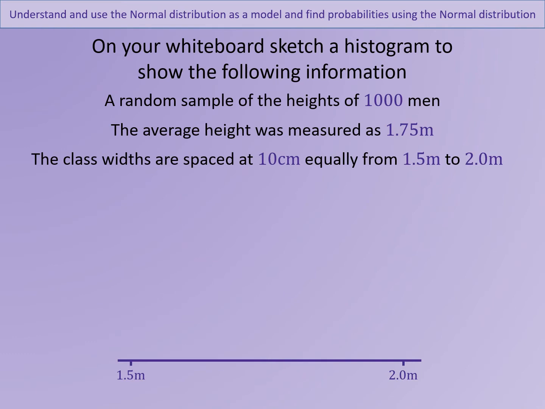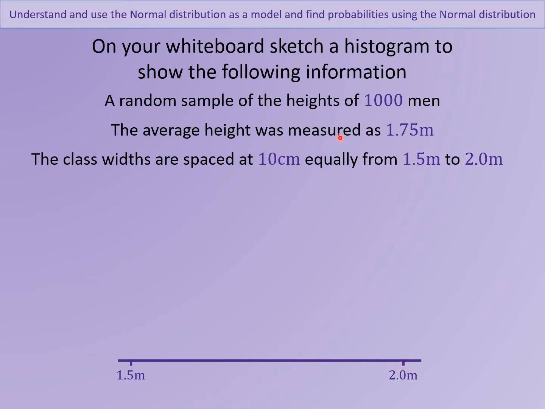Okay, so what I'd like you to do is, on a whiteboard or on a piece of paper, have a think about this. Got a random sample of the heights of 1,000 men. We know that the average height of a man is 1.75 meters. The class widths are separated out in 10 centimeters equally from 1.5 to 2 meters. So 1.5 to 1.6, 1.7, 1.8 up to 2 meters.